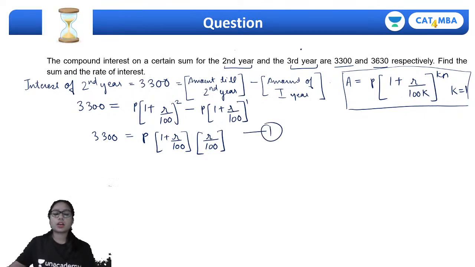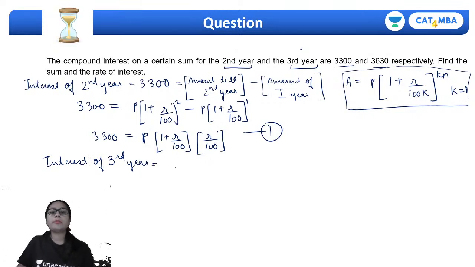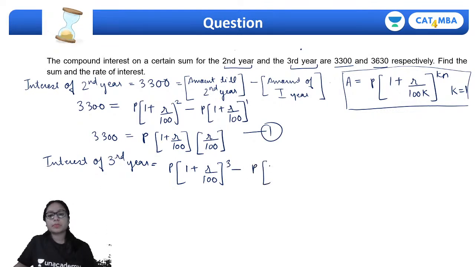Now let us solve for the third year. It is given that the interest of third year is equal to the amount of 3 years minus the amount of 2 years. So this will be principal into (1 plus r upon 100) raised to the power 3 minus principal into (1 plus r upon 100) raised to the power 2. This is equal to 3630.